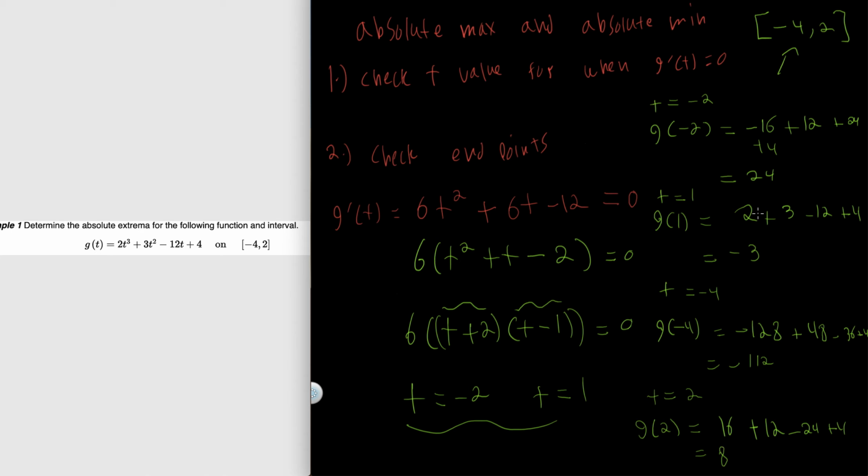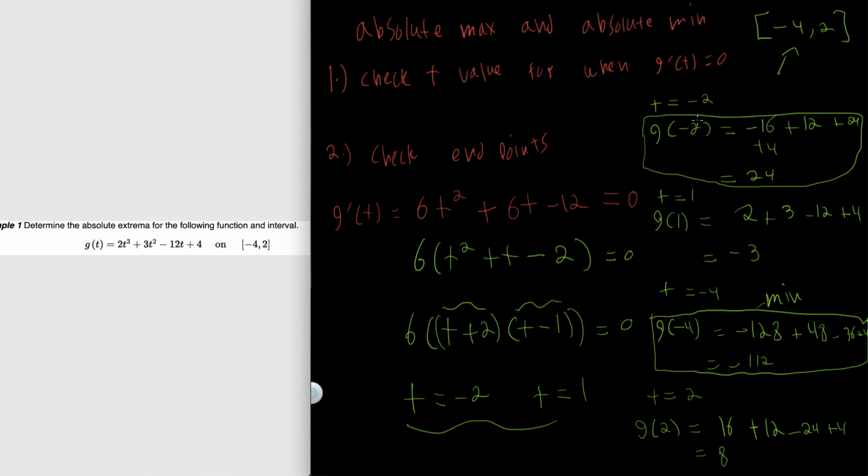All right, so let's compare. We have 24, negative 3, negative 112, and 8. Well, it looks like negative 112 will be our minimum, which occurs at t equals negative 4. And it looks like g of negative 2 will be our maximum, which occurs at t equals negative 2 and is 24. So we found our maximum and we found our minimum using derivatives. Talk to you guys in the next video.